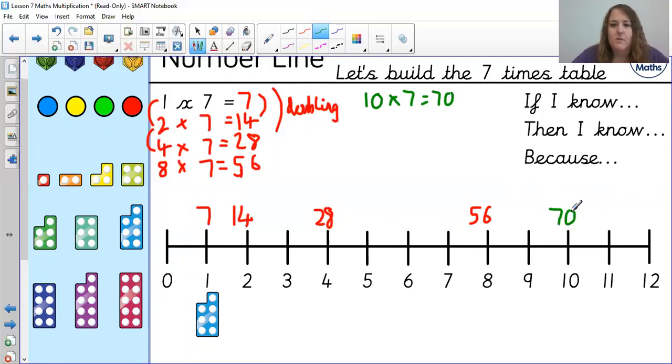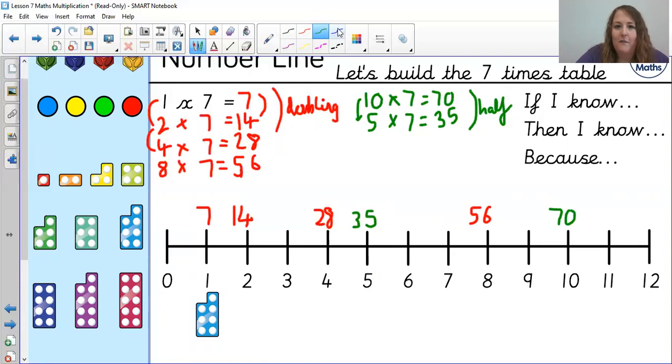Okay, if I know 10, what do I then know? So hopefully you're already saying with me, if I know 10, then I know 5 times 7. What have I done to 70 to get to my next answer? What did I do to 10 to get to 5? Hopefully you're telling me that we halved it. So half of 10 is 5, half of 70, I know, is 35. So we can pop that into our 5 column down here.